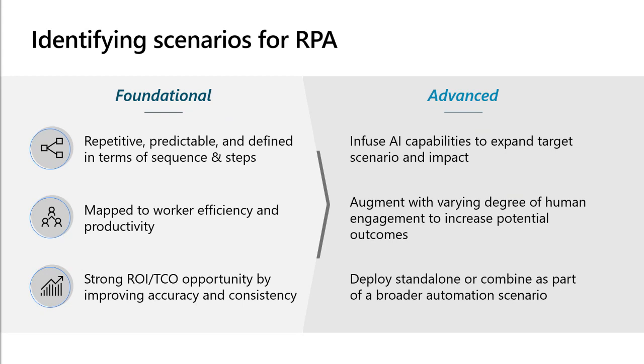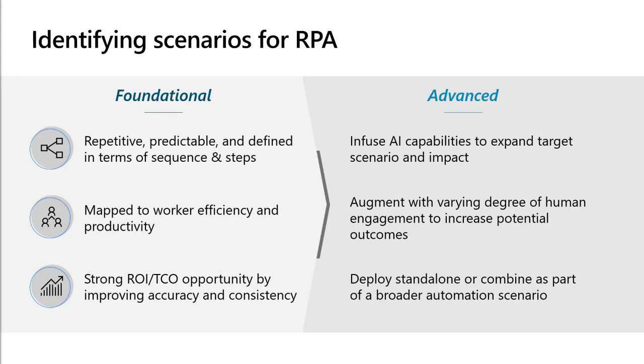These will typically have a consistent sequence of steps that need to happen over and over. As you grow and expand with these types of scenarios, you can start to look at infusing AI capabilities. And this will help to expand the scenario and overall impact of your automation. So as a real life example here, I'm going to take a simple one that I think is kind of obvious and a lot of people think about in their organizations, which is AP automation.